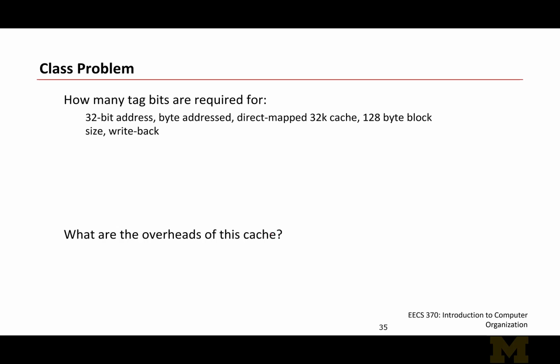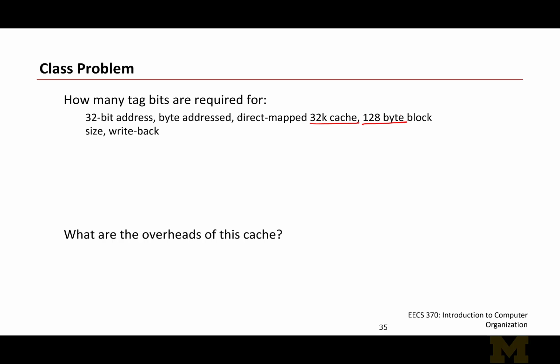So let's look at another cache problem. In this problem, we are given certain information about the architecture and the cache design. So I have a 32-bit address, and the size of the cache is 32 kilobytes. Each block is of size 128 bytes. Now this is more realistic, and it's a write back cache.